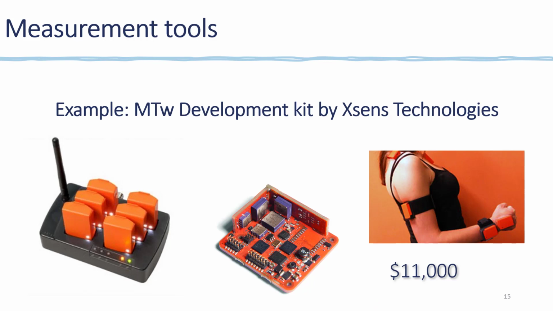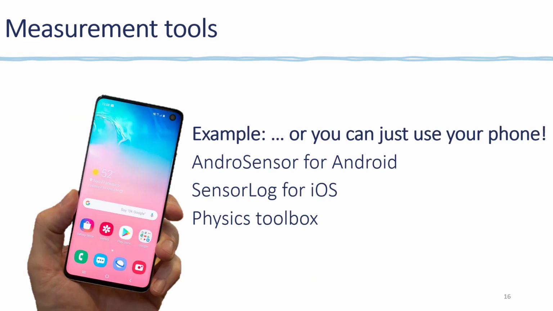Now, this system costs a lot more money. It costs $11,000. But you really don't need anything fancy. If you have a smartphone, odds are you have the capability of collecting the same data that these fancier IMUs collect, because your smartphone is already equipped with an accelerometer and a gyroscope. So you just need an app that will give you the data. These are just examples of different apps that you can download that would essentially give you the same information as an IMU would.